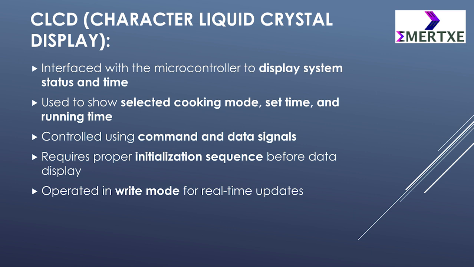The display works by receiving command and data instructions from the controller. Specific control signals are used to manage the display functions. Proper initialization is required before any information is displayed. Initialization ensures accurate and stable output on the screen. The CLCD mainly operates in write mode during operation. This allows continuous real-time updates of information.